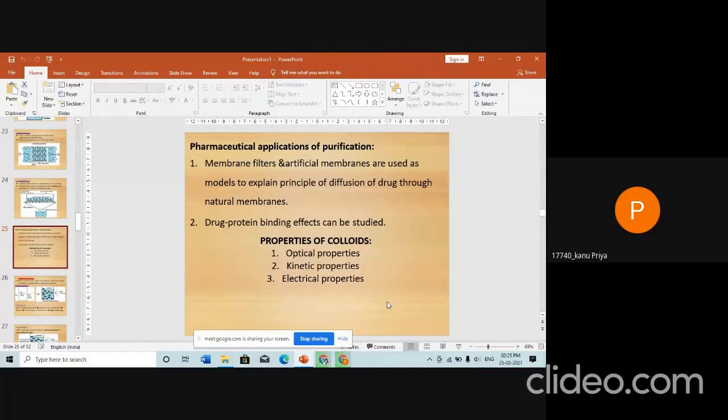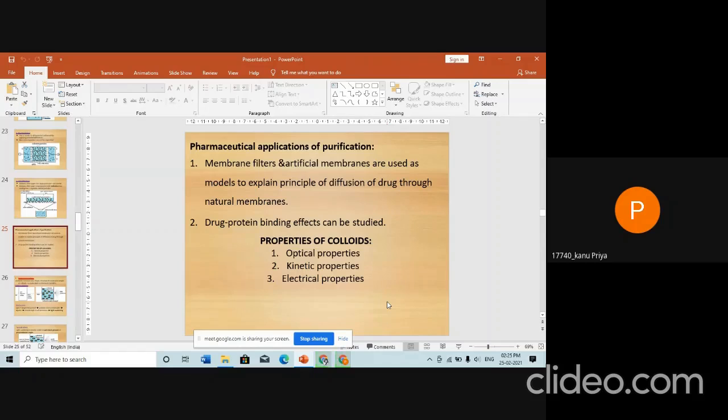So today's topic is pharmaceutical application of purification. Membrane filters and artificial membranes are used as models to explain the principle of diffusion of drugs through natural membranes. Second, drug protein binding events can be studied. And next is properties of colloids. Properties of colloids are three: optical, kinetic, and electrical.